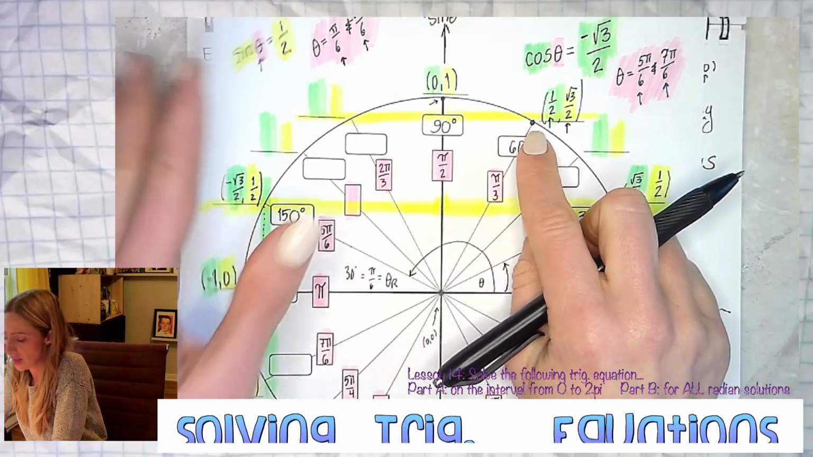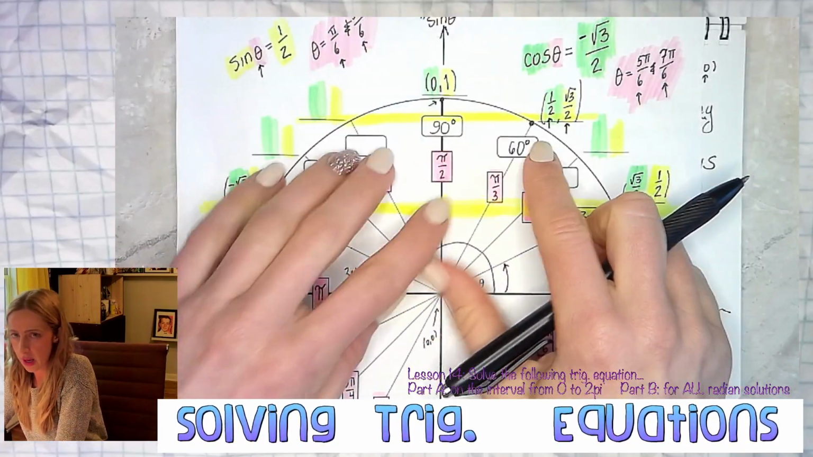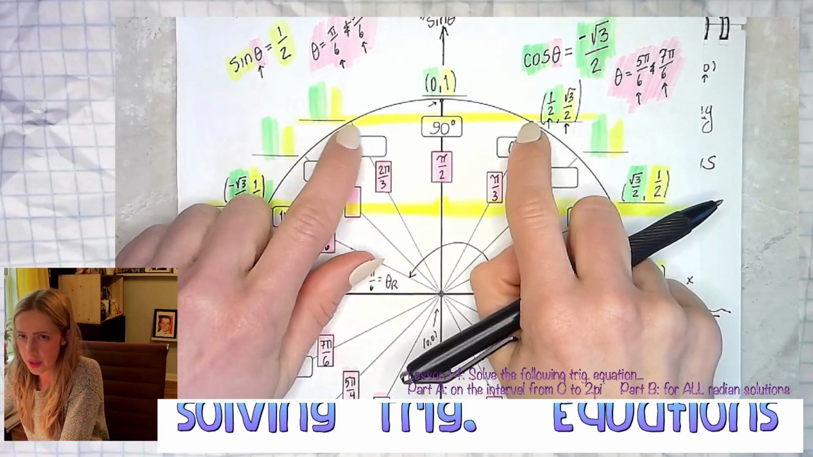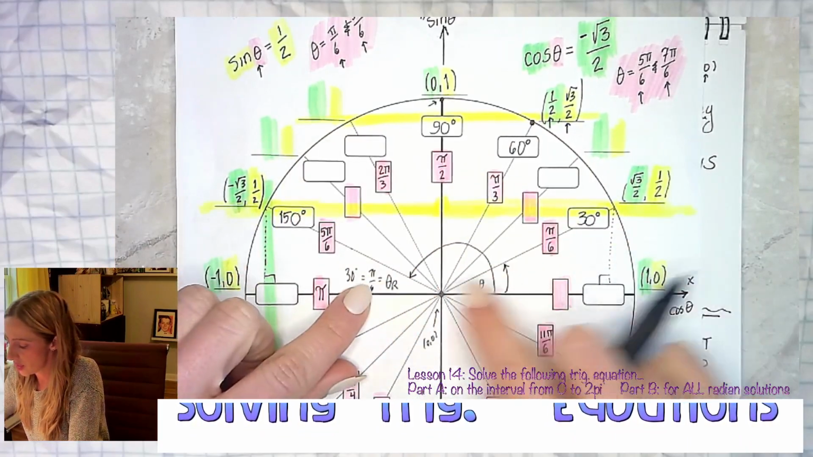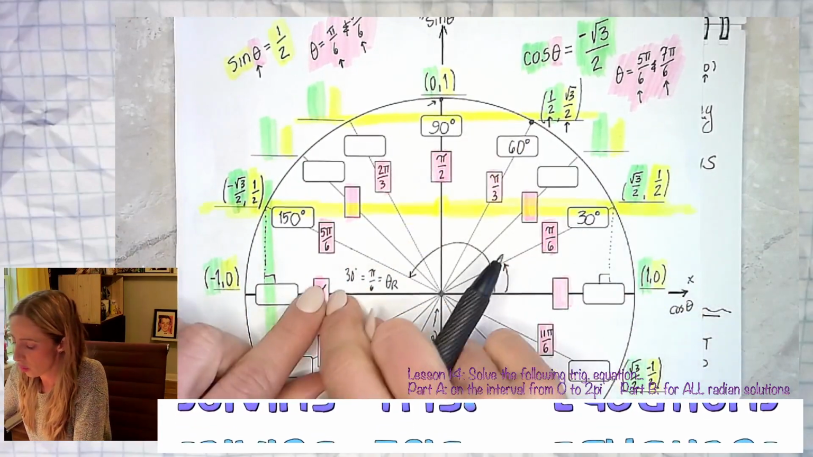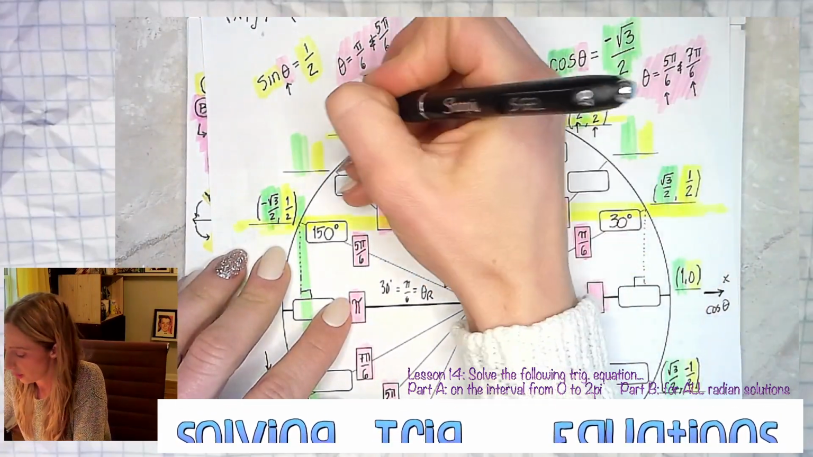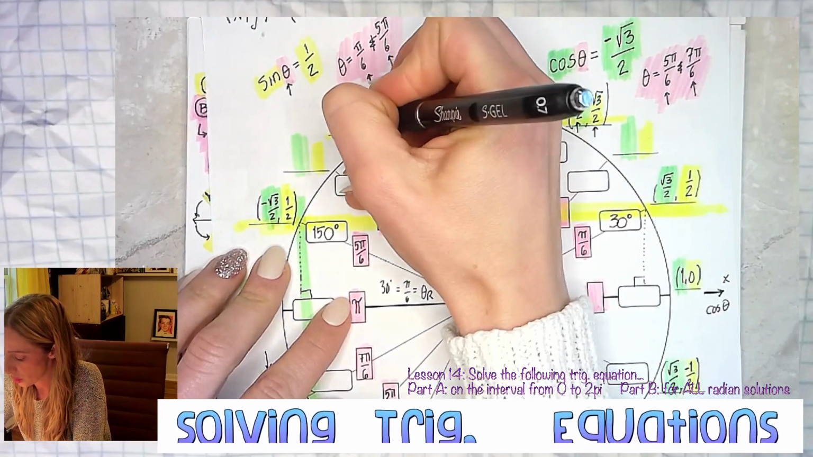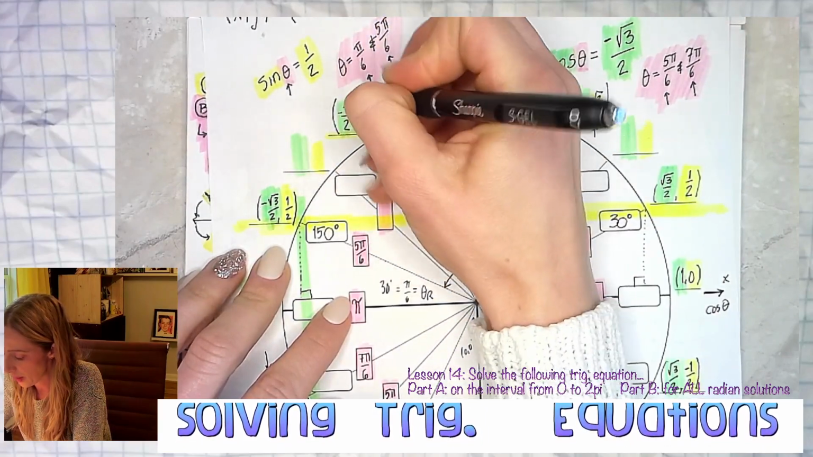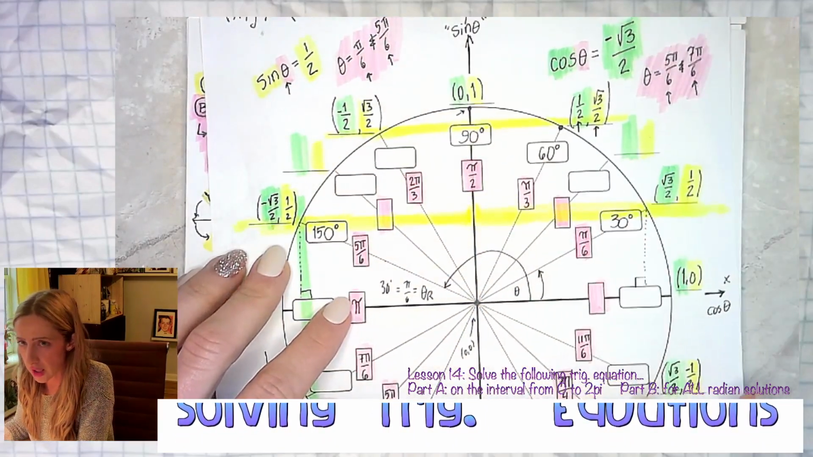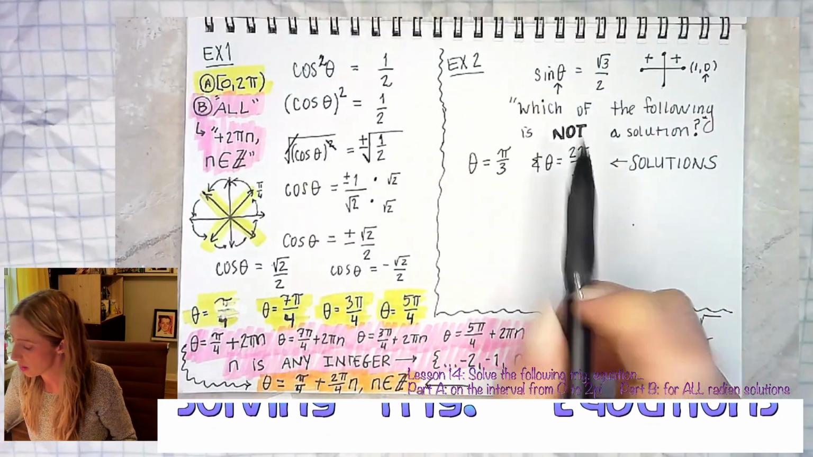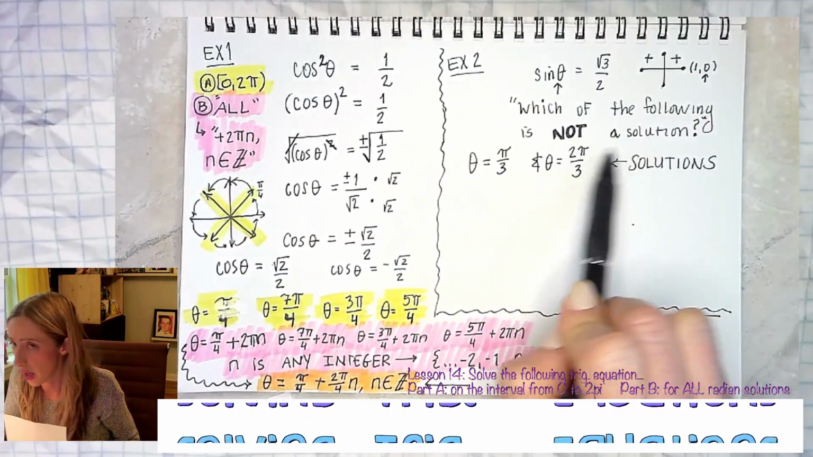If I fold this in half, these 2 points are symmetrical. So if the one on the right is 1/2, root 3 over 2, the one on the left then is negative 1/2, root 3 over 2. That's my ordered pair. Put a comma, put parentheses. The question is asking you, which of the following is not a solution?